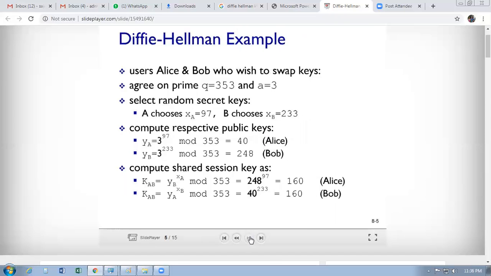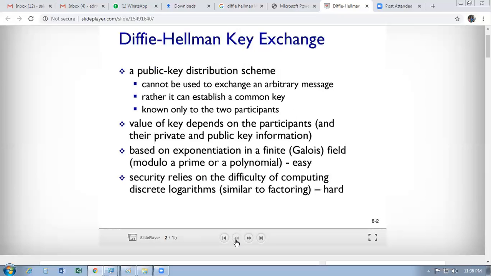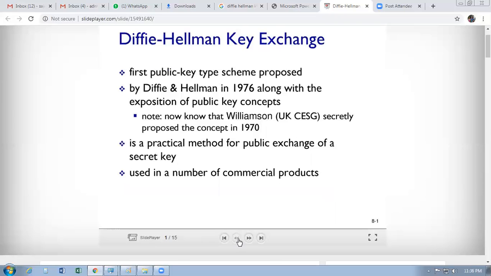So this is the Diffie-Hellman algorithm. Once again, I'm just explaining: the Diffie-Hellman key exchange algorithm is a public key algorithm. It was developed by Diffie and Hellman in the year 1976. It is mainly used for exchanging the secret key in algorithms like DES and AES.